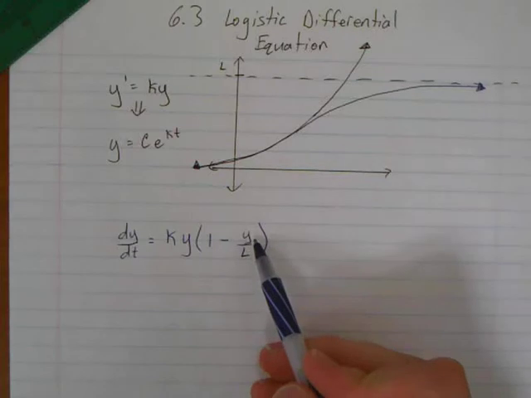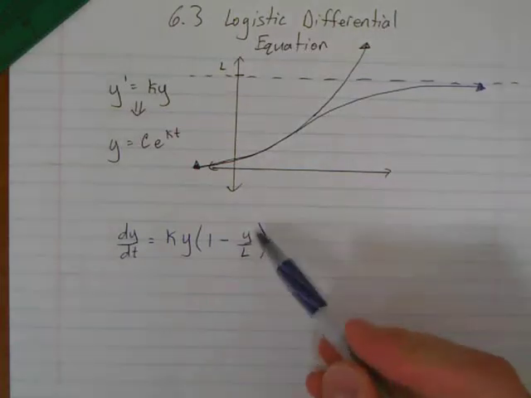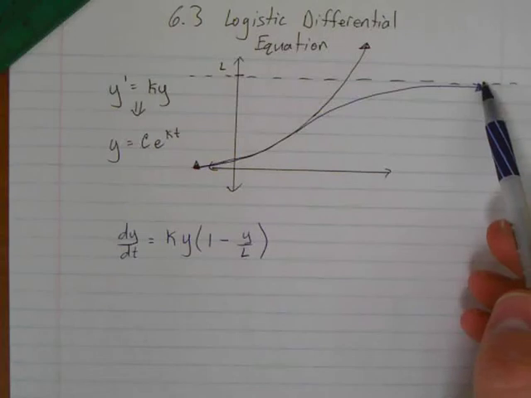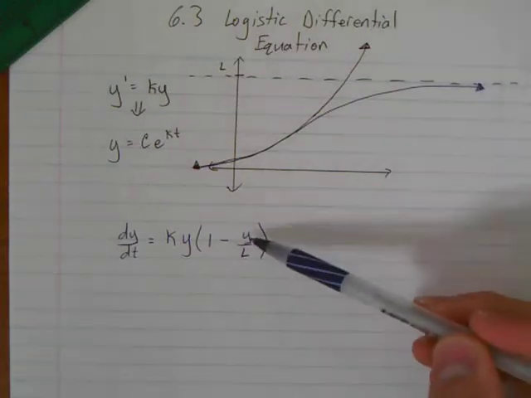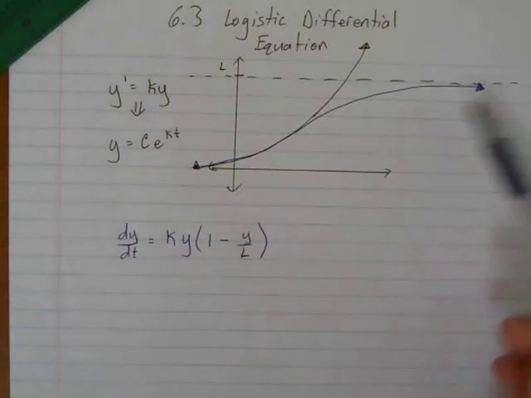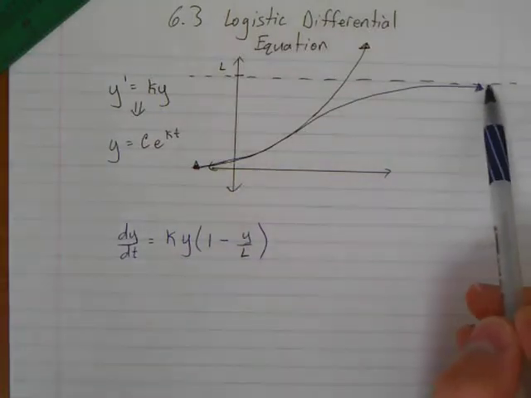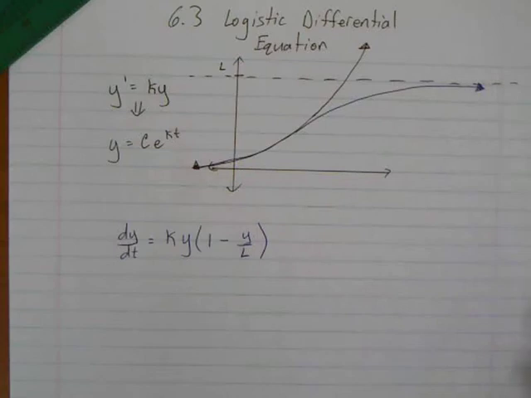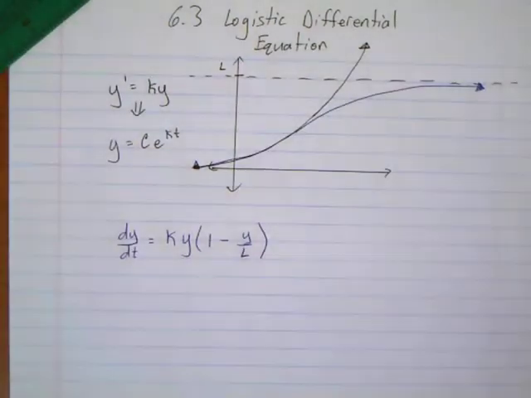And if y ever gets to L, that would be the carrying capacity, you'll have 1 minus 1, which is 0, which would mean that this would be completely flat. Theoretically, it never gets to L. But again, we talked about in nature how things happen a little bit differently. But this is a pretty good indicator of what would happen approximately.